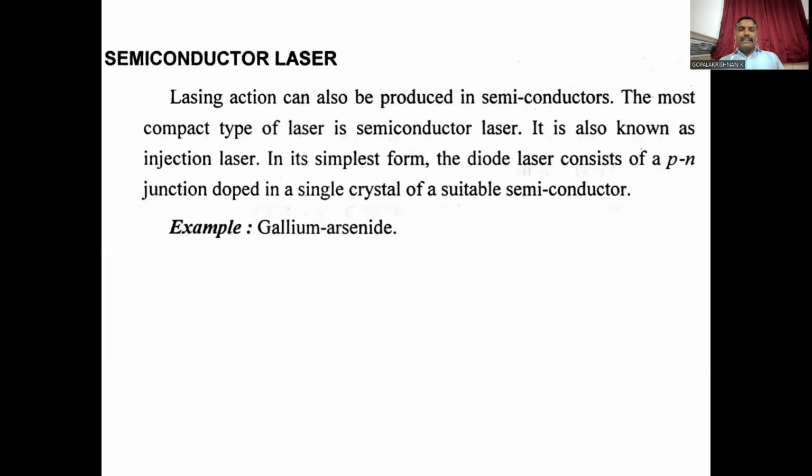Next one, semiconductor laser. Lasing action can also be produced in semiconductors. The most compact type of laser is the semiconductor laser. It is also known as the injection laser. In simplest form, the diode laser consists of a PN junction doped in a single crystal of a suitable semiconductor.